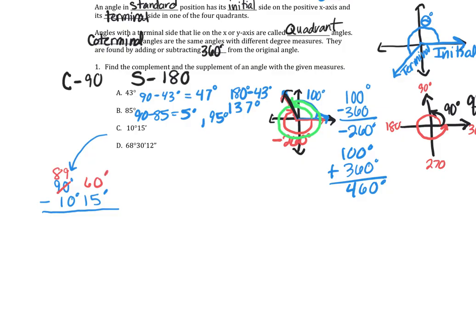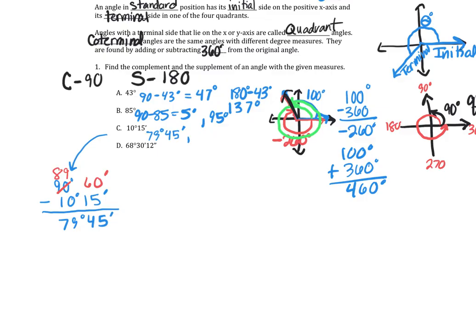Then I can subtract. I'm just going to subtract vertically. So 60 minutes minus 15 minutes would be 45 minutes. And 89 minus 10 would be 79. So we've got 79 degrees and 45 minutes. There's our complement. The label is really crucial here to make sure that you are putting those in there correctly.